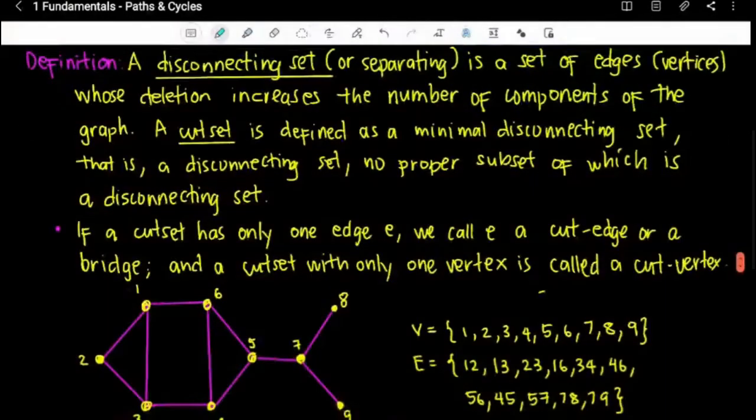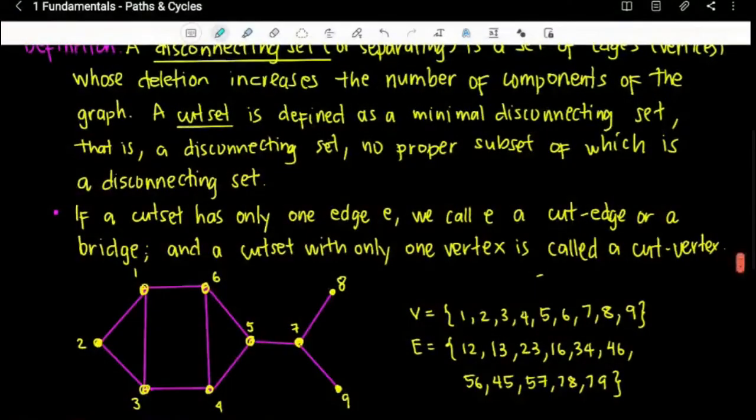Terminology lang, if a cut set has one edge, ang tawag doon ay cut edge, or in a simpler description, bridge. Kasi para siyang tulay that connect the two disconnected subgraph. And a cut set with only one vertex is called a cut vertex. So a cut edge contains only one edge. A cut vertex contains only one vertex. Pero may special na tawag yung cut edge, ang tawag sa kanya bridge. This is an example of a bridge, yung 5-7.